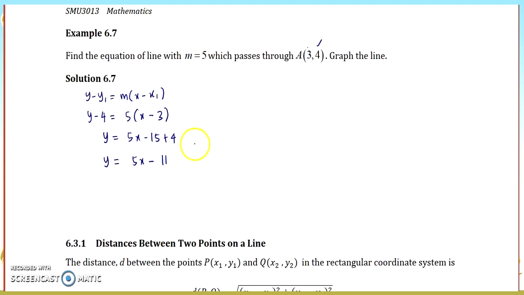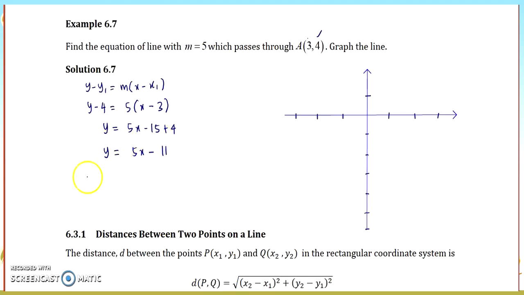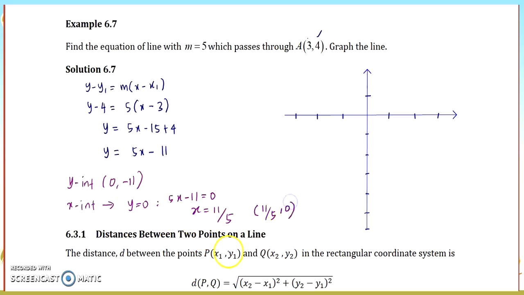Now let's draw the graph. From the equation, we know that the coordinate of the y-intercept is (0, -11). To find the coordinate of the x-intercept, we substitute y equals 0 into the equation. 5x minus 11 equals 0. Therefore, we get x equals 11 over 5. So the coordinate of the x-intercept is (11/5, 0).